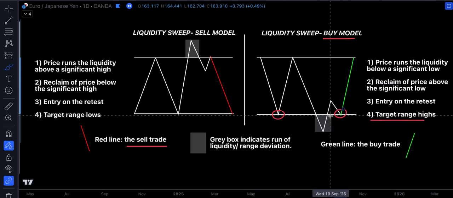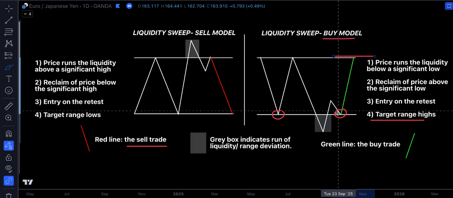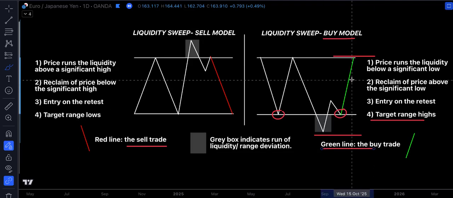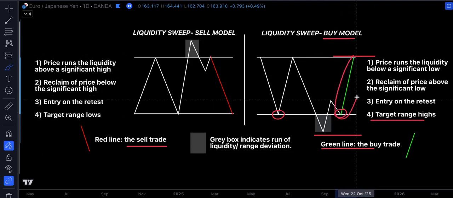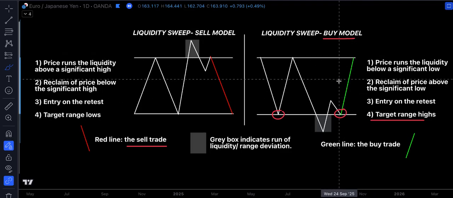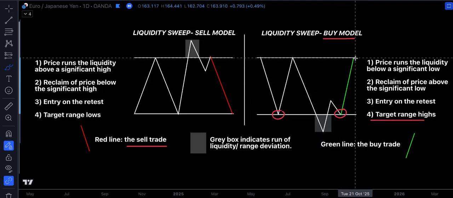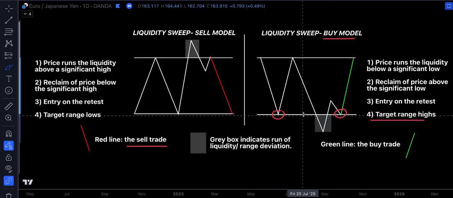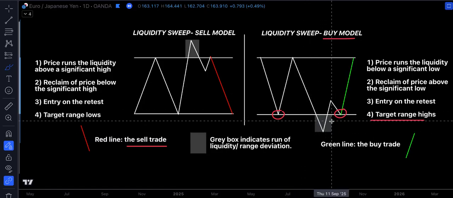So this is our entry around here, target range highs, and we have invalidation below the deviation. And this green line right here, this indicates the buy trade that we're going to be looking at taking part in. This is the impulsive leg that we're looking at catching to the upside. As always, the gray box right here indicates the run of liquidity or the range deviation, which we have just witnessed in front of ourselves.